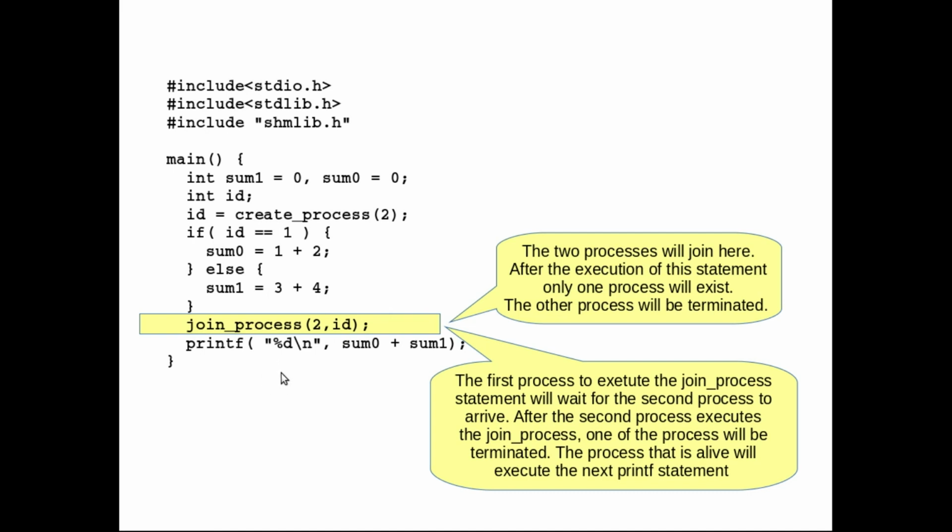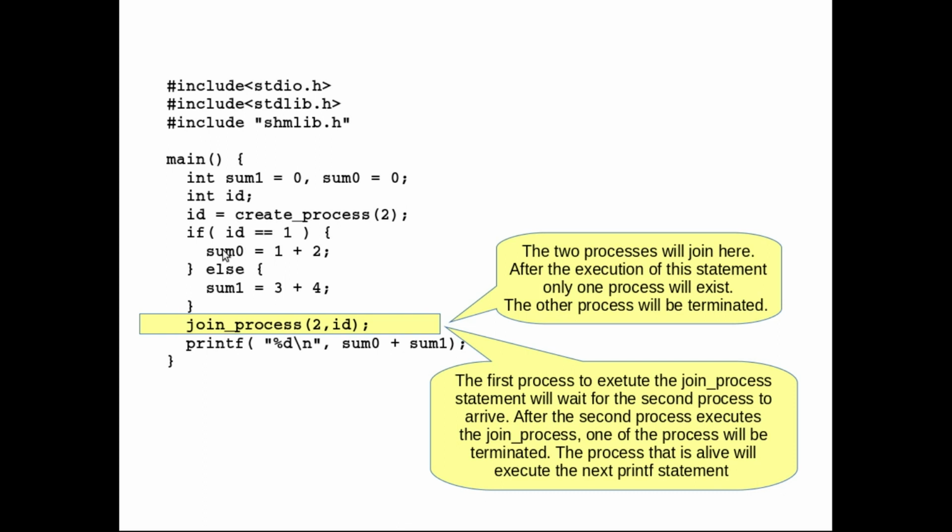So what if we have in total 5 processes? Then we will say join process 5. In that case, one by one all the 5 processes will come and execute the join process, and once all the 5 processes arrive, 4 of the processes will be terminated and 1 will continue to exist, and it will execute the remaining statements of the program. So this is how the join process works.